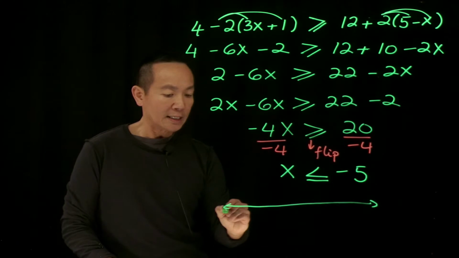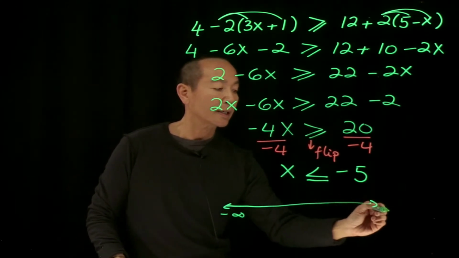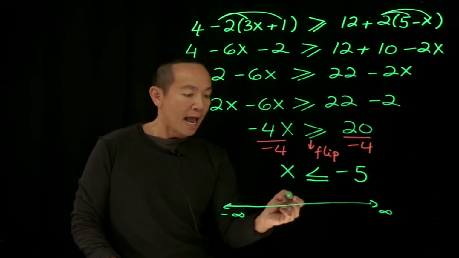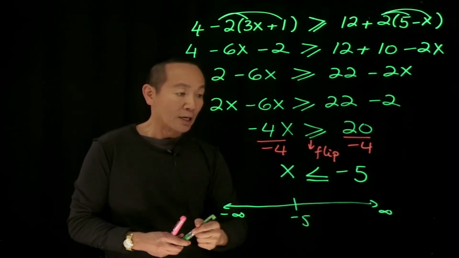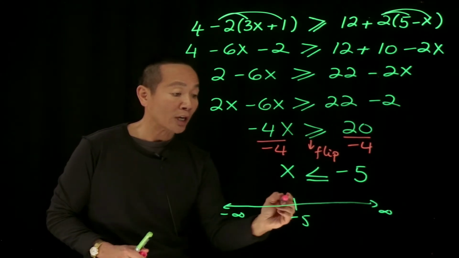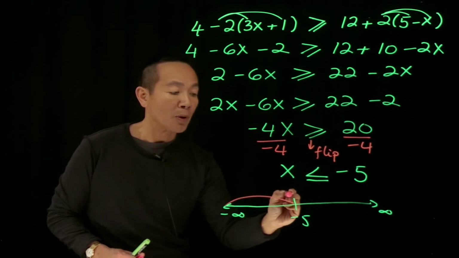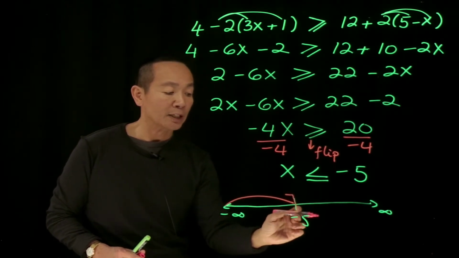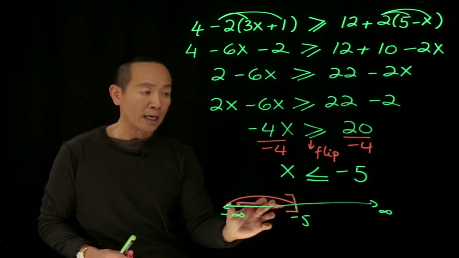This is the number line. Way over here would be -infinity, infinity here. And somewhere here would be -5. And you want less than or equal to, so you want to shade to the left. And then you use the bracket around -5 because you want -5 to be part of the shading.